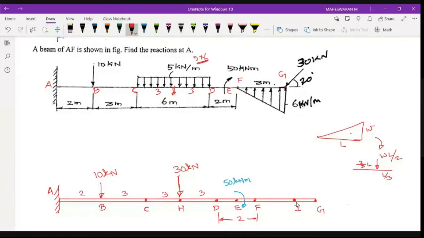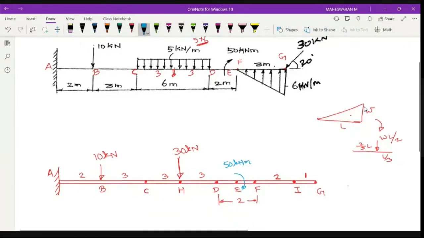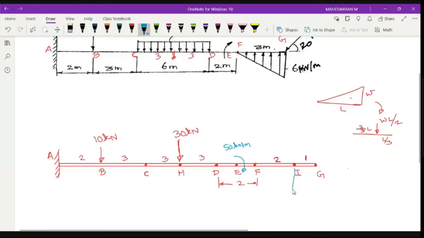Same concept I'm going to use here. In that case, from F to I, it is 2/3. So 2 by 3 into 3 is nothing but 2. So this is 2 meter. I and G, it is L by 3. So L is 3. So 3 by 3, it is 1. Here you have that load, acting upward like this.